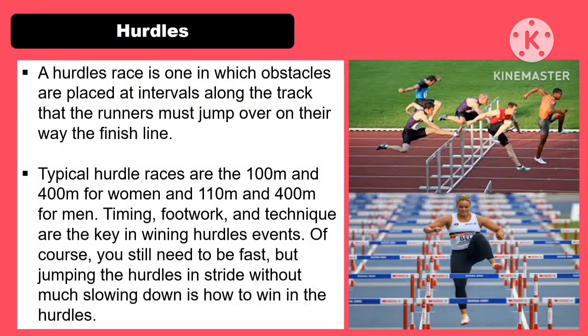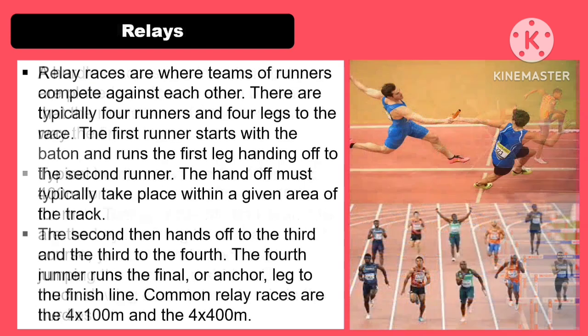A hurdles race is one in which obstacles are placed at intervals along the track that the runners must jump over on their way to the finish line. Typical hurdle races are the 100 meter and 400 meter for women, and 110 meters and 400 meters for men. Timing, footwork, and technique are the key in winning hurdles events. Of course, you still need to be fast, but jumping the hurdles in stride without much slowing down is how to win in the hurdles.